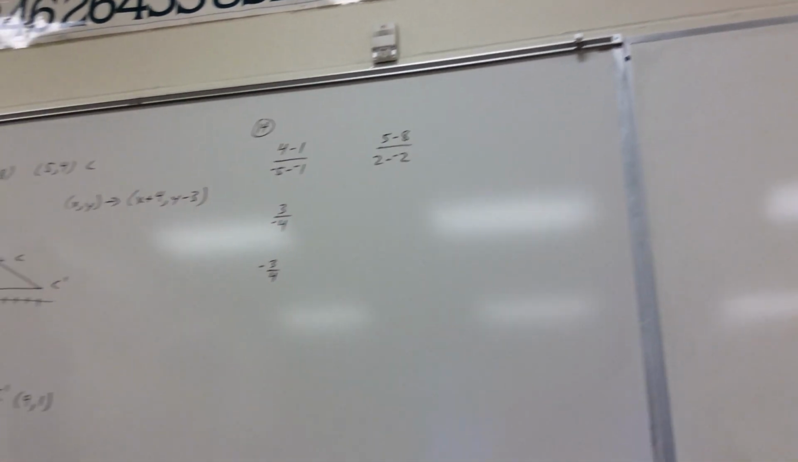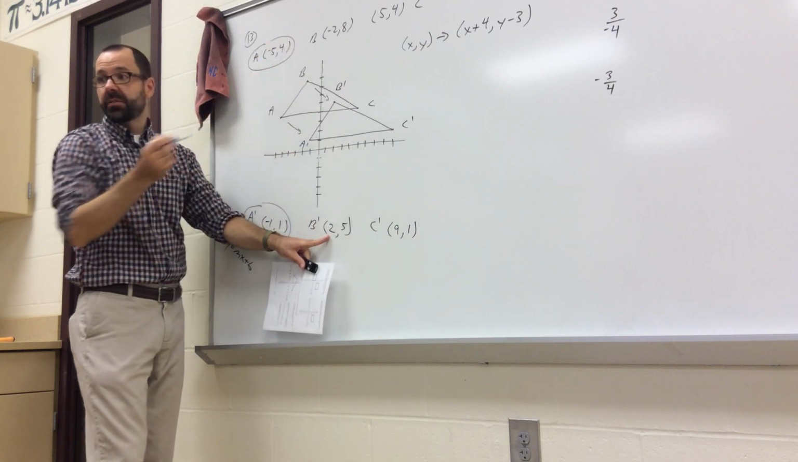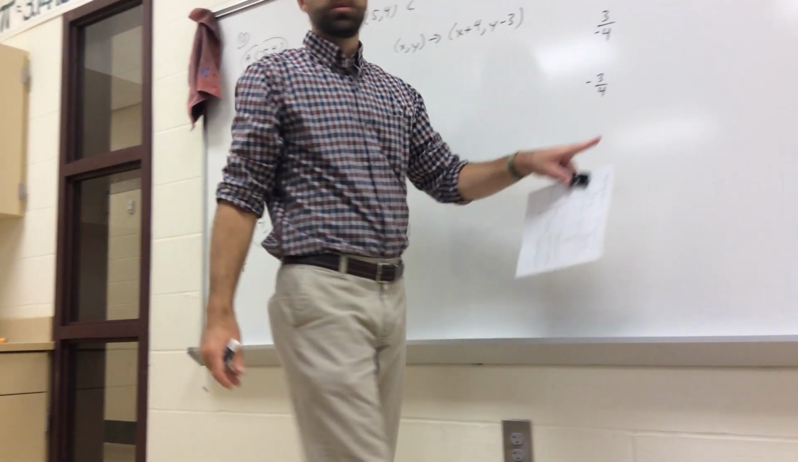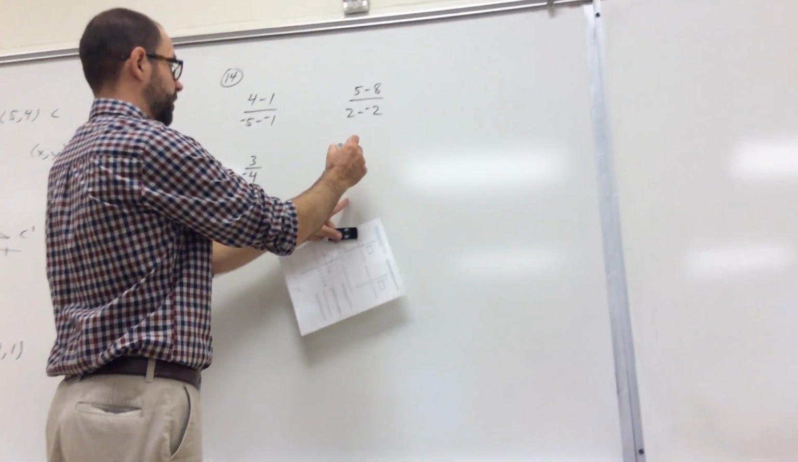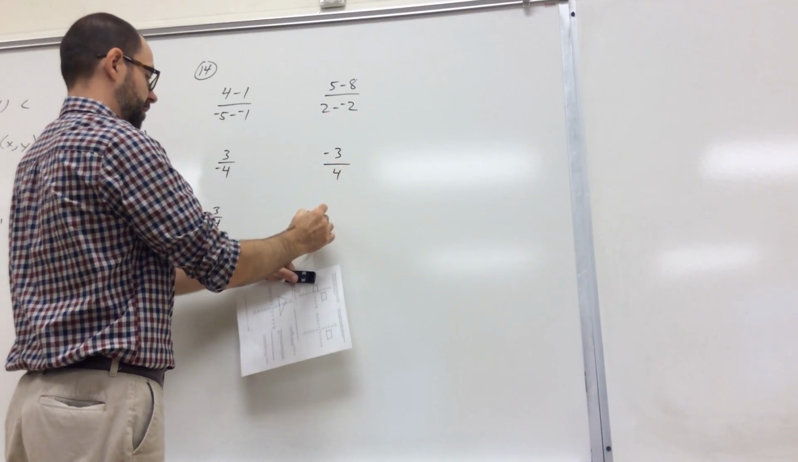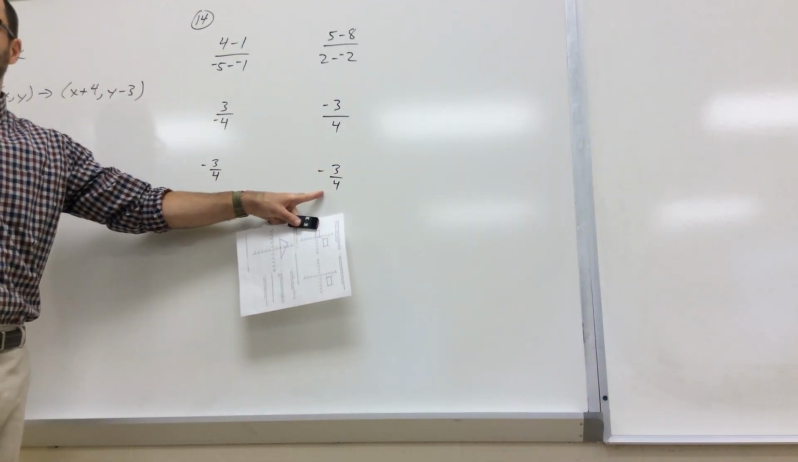So I'm just doing y minus y and x minus x for slope. So 5 minus 8 comes out to negative 3, and 2 minus negative 2 comes out to 4. So that's also negative 3/4.